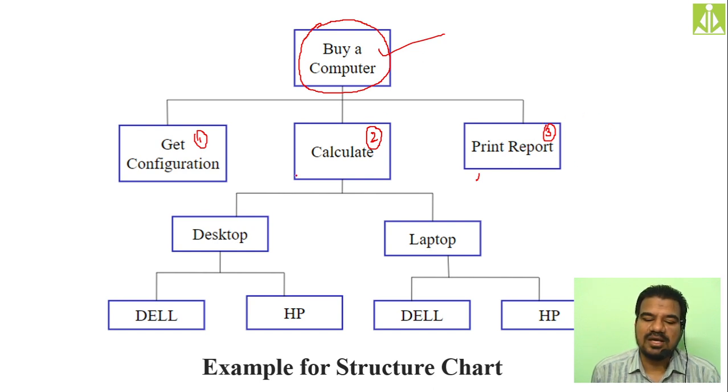When we go for this calculation, I have again subdivided it into two: how much cost I have to pay in the case of a desktop, and how much cost in the case of a laptop. As you know, in the market, buying a computer means we have two options. We can either go for a desktop PC, or we can go for a laptop. Two options again. So the calculation if your option is desktop, how much it will be, and the calculation when your option is laptop, how much it will be.